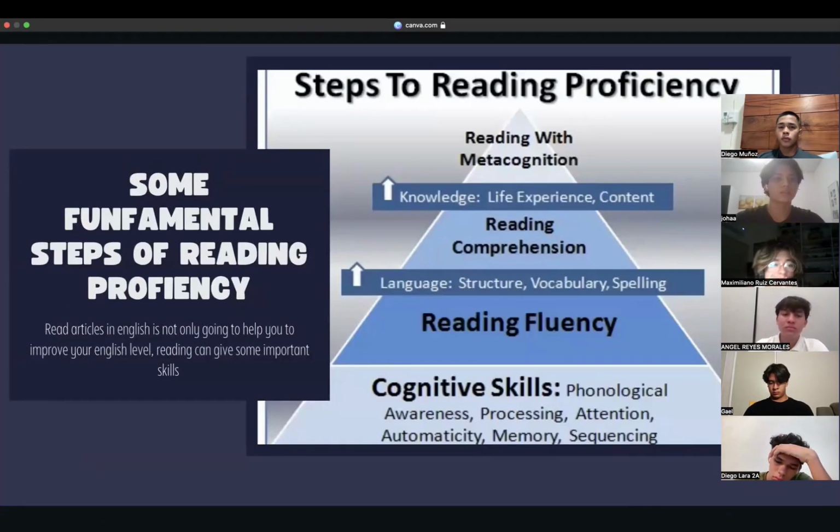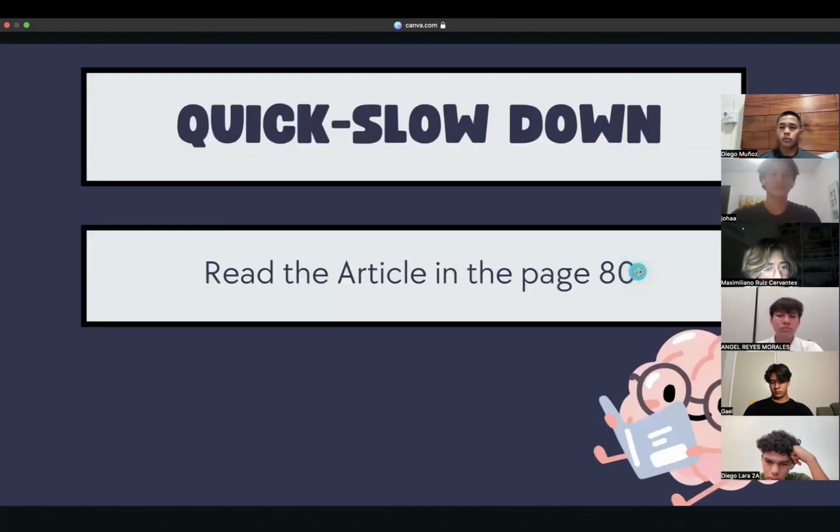Some fundamental steps for reading proficiency. Reading articles in English is not only going to help you to improve your English level. Reading can give some important skills. The first one is cognitive skills: phonological awareness, processing, attention, automaticity, memory, and sequencing. Reading fluency, language, structure, vocabulary, spelling. Reading comprehension, knowledge, life experience, and content. And reading with metacognition. Excellent.